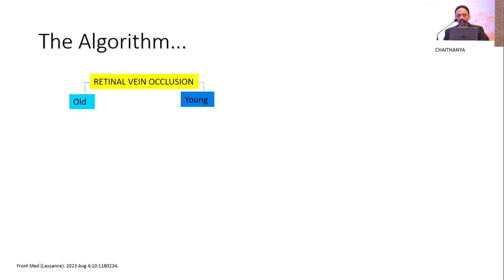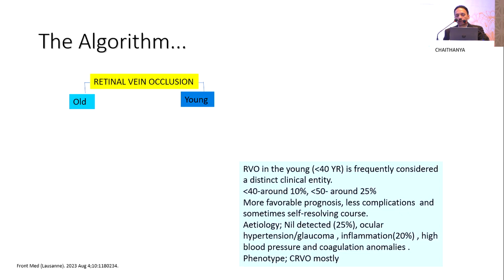So my algorithm is this: whenever we see a patient with retinal vein occlusion, first we would like to see the age of the patient. Typically, vein occlusion is a disease of the older age group. And when you see a young patient, then these patients can be considered a distinct clinical entity because they have a more favorable prognosis, the complications are less, and sometimes they have a self-resolving course. And we need to understand that nearly 1/4 of these eyes have an inflammatory basis. And the phenotype in these situations is usually a central retinal vein occlusion rather than a branch retinal vein occlusion.